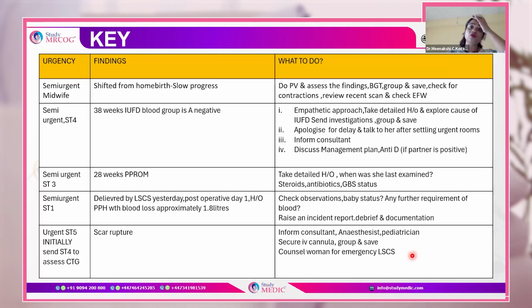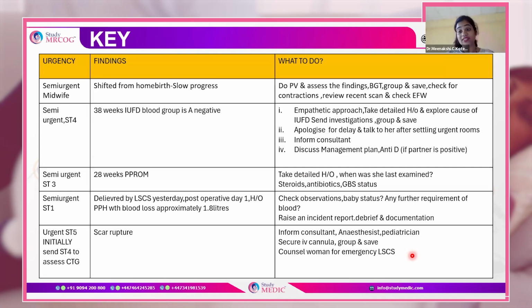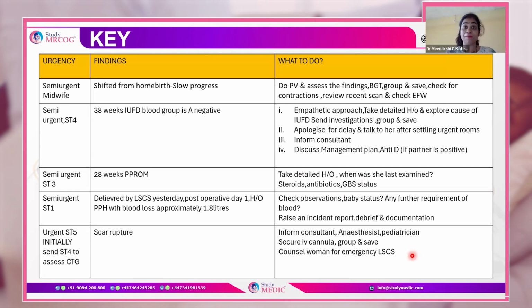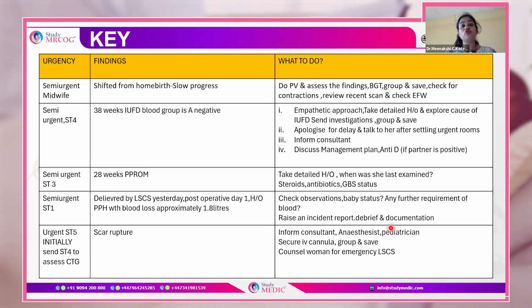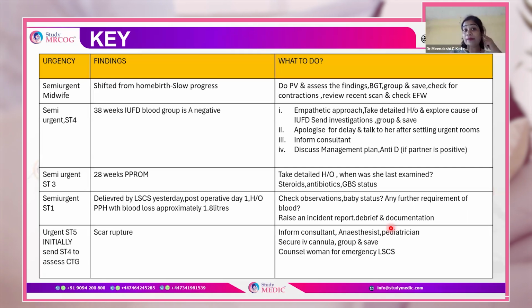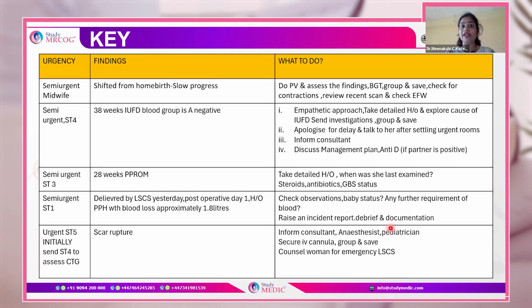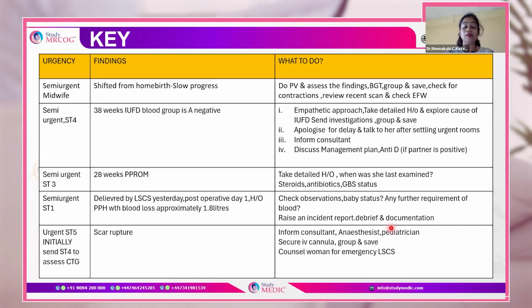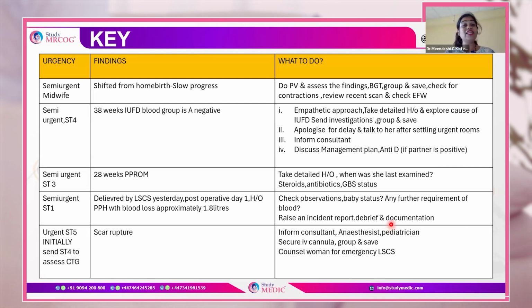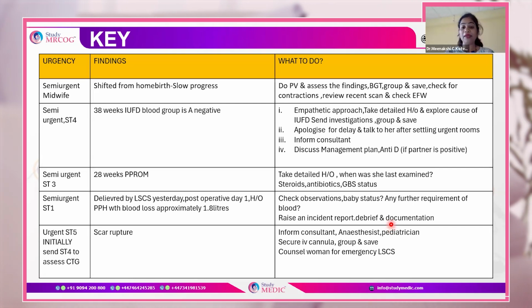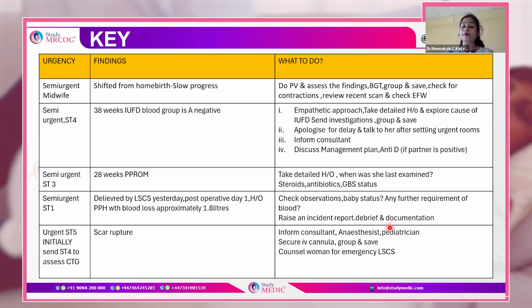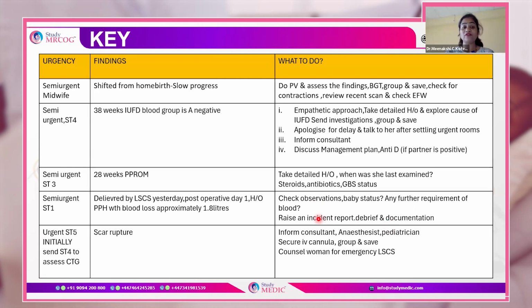And send in your junior to check her observations to see whether the uterus is contracted well or not, what was the reason for PPH, okay? And then you need to check on the baby as well, like how the baby is doing. And since she's post-operative, check her IO chart, the input-output chart, and see whether she's able to ambulate well, and if she's able to eat or drink anything, just go about her well-being. You raise an incident report because the PPH is more than 1.5 liters, and then you have to debrief as well as document everything in the notes.